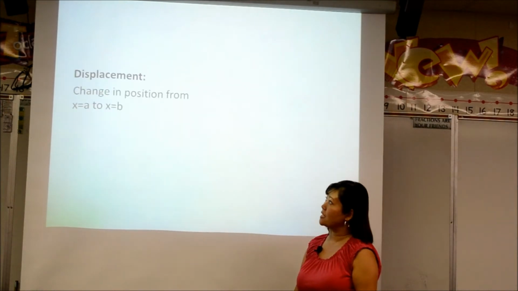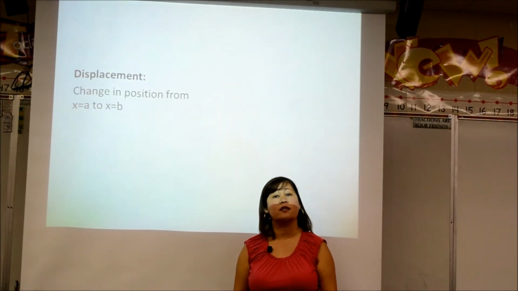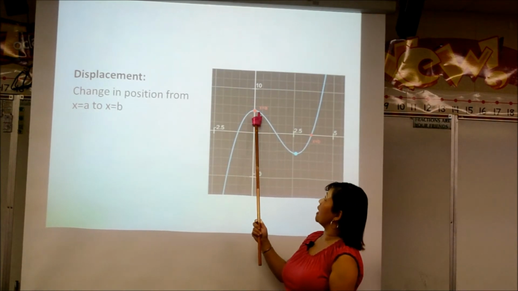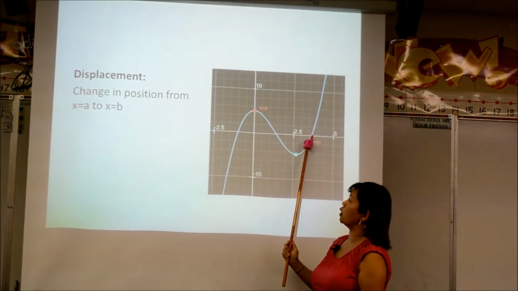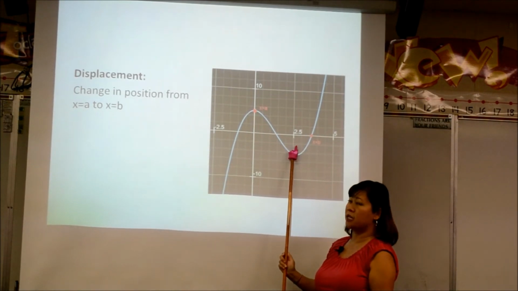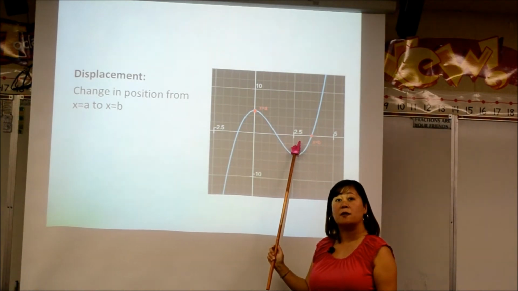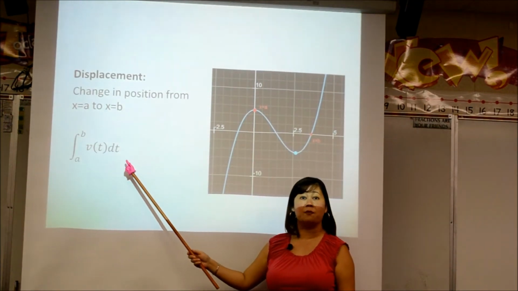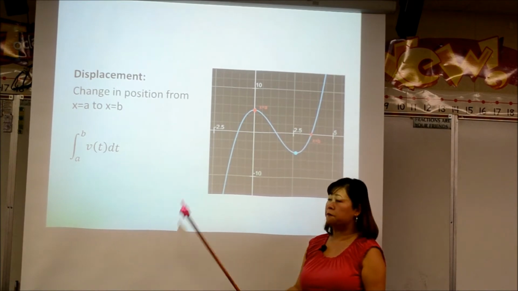More definition, displacement is a change of position when x equals a to x equals b. So we're going to take this equation and go from a all the way to b right here. Here the area is positive, and all of this is now negative. So we're going to consider both the positive and negative of the area. When we set this up, it becomes the integration from a to b of v(t).